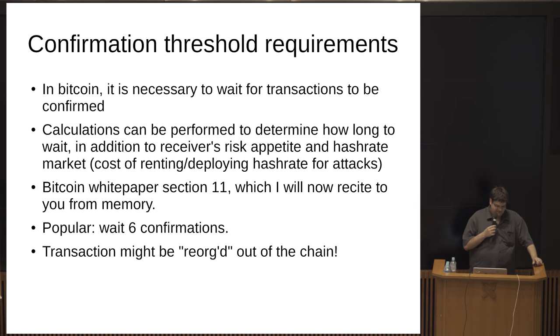The popular recommendation is to wait for six confirmations, and after that point you consider the transaction to be completely confirmed and irrevocable. However, that's not really true either, but there does need to be a point where the community in general says that if there's a problem in the Bitcoin blockchain that goes beyond six blocks being removed from the blockchain, then we consider that a catastrophe of some kind.